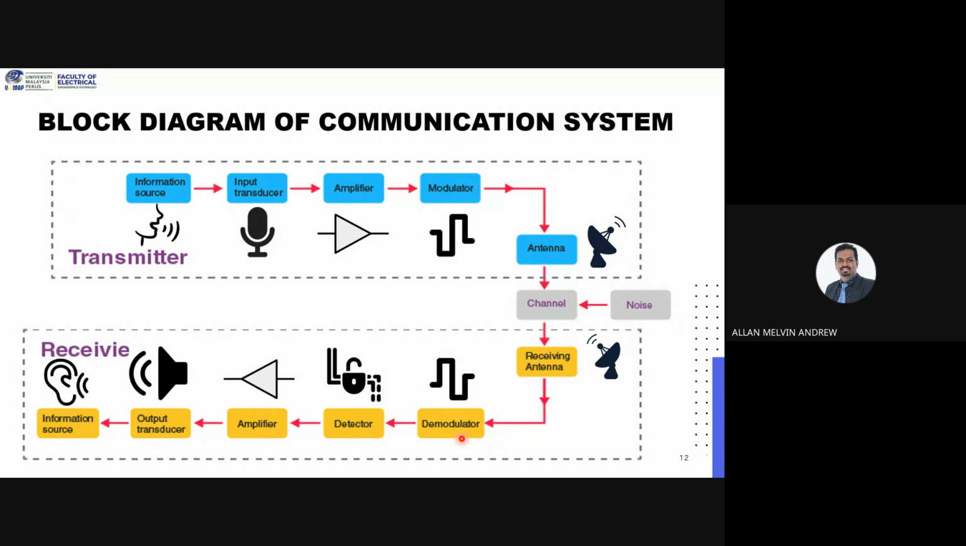Once it reaches the receiving antenna, it will be demodulated. There can be a detection or other elements as well. Then it will be amplified and sent to the speaker so that you can hear the information source. This is a block diagram for a simple communication system, a digital communication system. It can be anything. It can be a lecture, it can be a song. Whatever you want to communicate, you just change the information source.